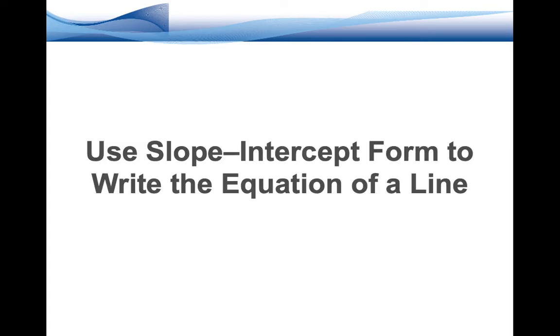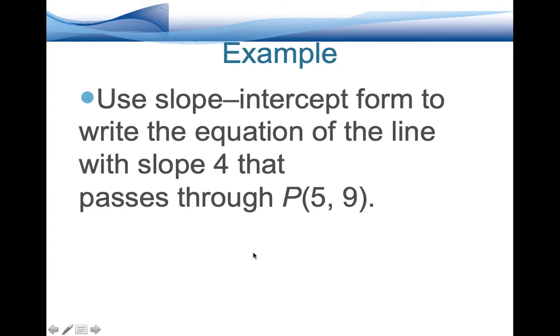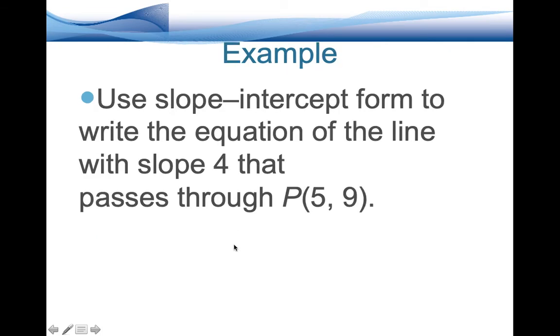So the slope-intercept form, we use that to write an equation of a line. So the equation of the line with the slope m, and then wherever it crosses the y-axis, which means x will be 0, and b will be the y-intercept. They use b because using y again is a little confusing. So use the slope-intercept form to write the equation of a line with a slope of 4. So 4 is going to be where m is. y is going to be y, x will be x, but we've got to find the y-intercept. And it passes through the point 5, 9.